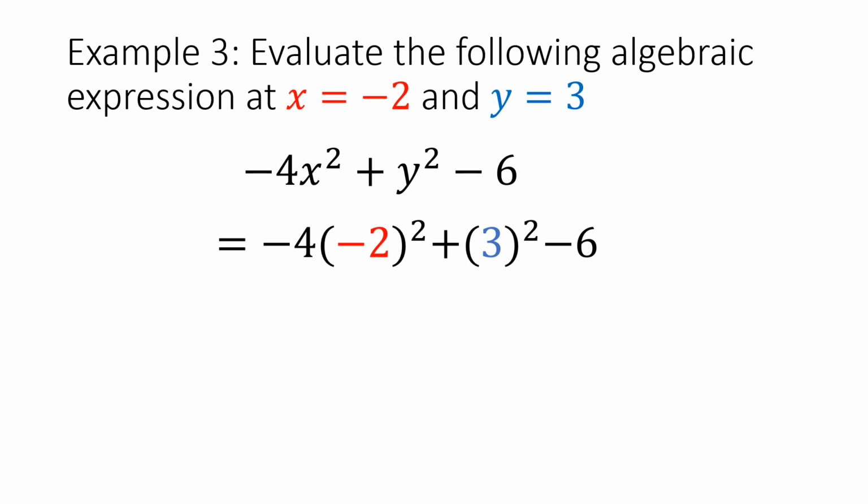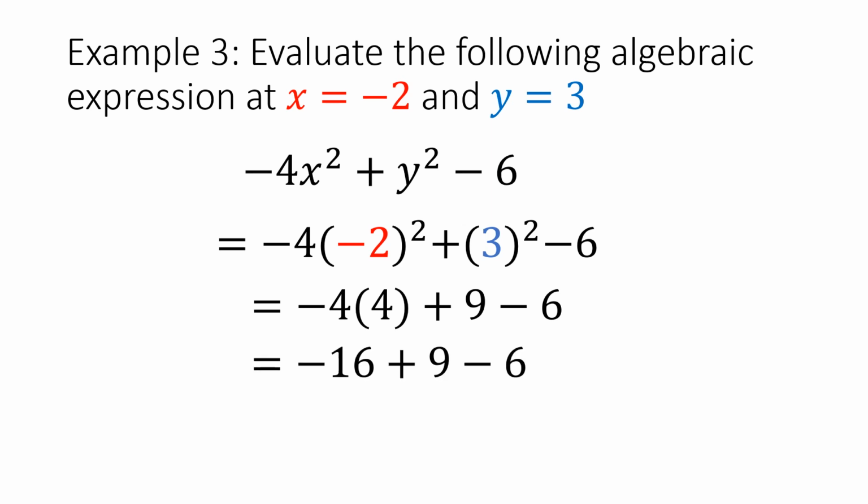Now, following order of operations, I need to take care of my exponents, and so that's going to simplify to be negative 4 times 4 plus 9 minus 6. That's because negative 2 squared gives me 4, and then 3 squared gives me 9. Now, again, following my order of operations, I'm going to do negative 4 times 4, which gives me negative 16. Then we have negative 16 plus 9 minus 6. So I'm going to do negative 16 plus 9. That's going to give me negative 7. And then I have negative 7 minus 6. So my final answer here is going to be negative 13.